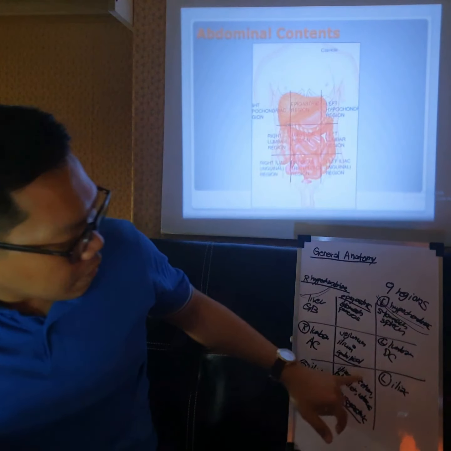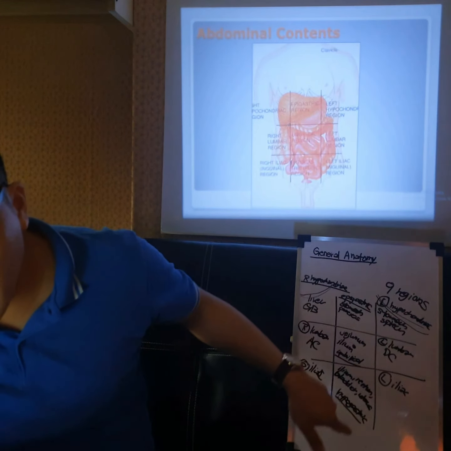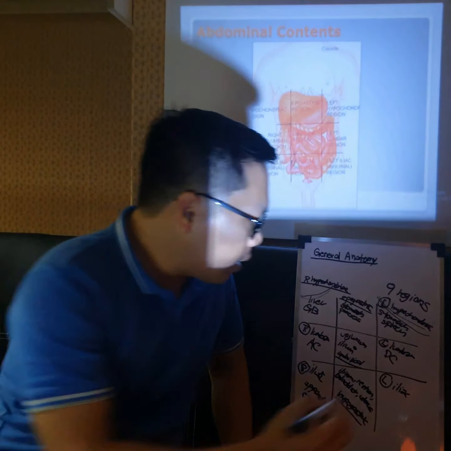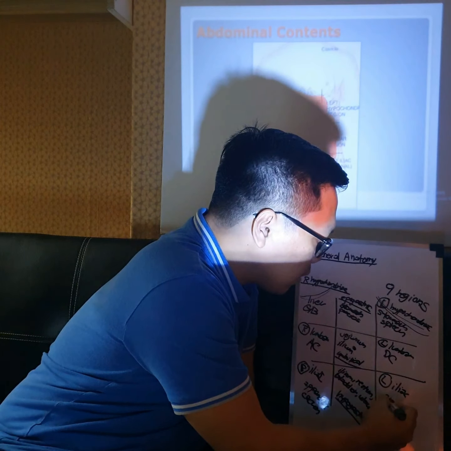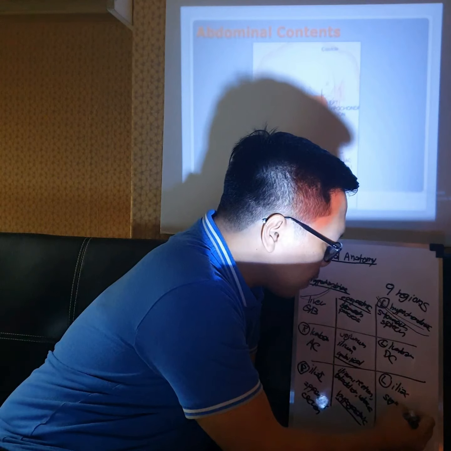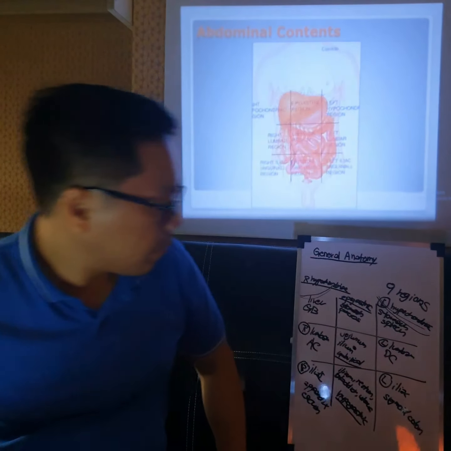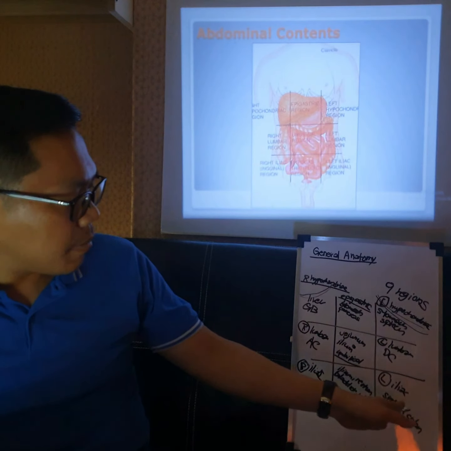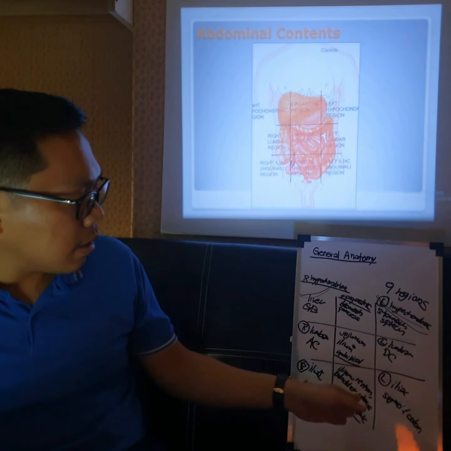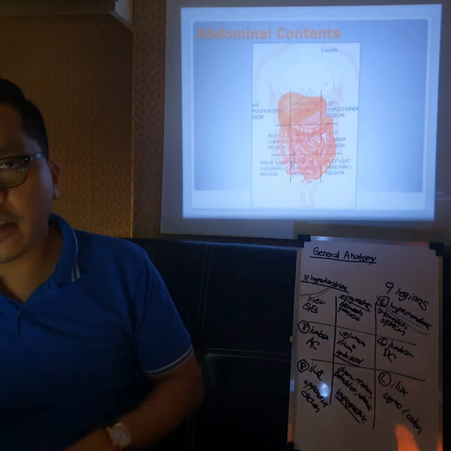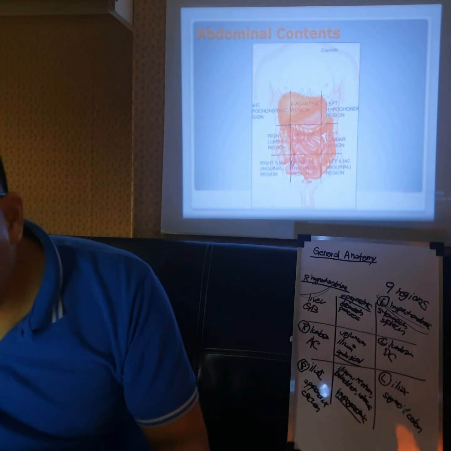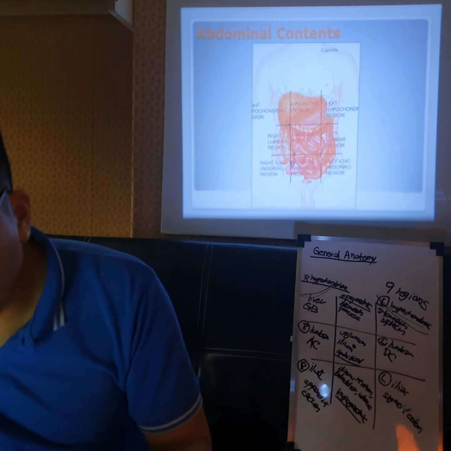Then for the left iliac naman or left inguinal, what do we see here? We see the sigmoid. Most of the sigmoid colon. Okay, then after ng sigmoid, diba, it will go to the midline, going to the rectum, and lastly, to the anal part. Okay?